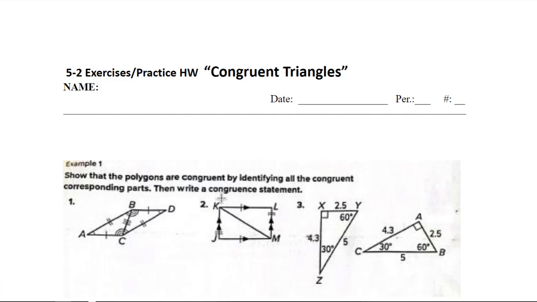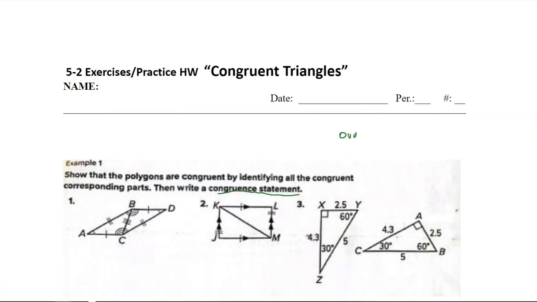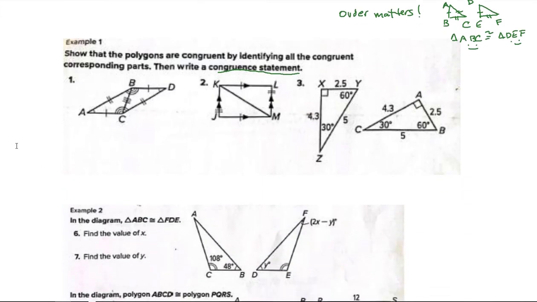These are exercises from Reveal Geometry 5-2 on congruent triangles. The order matters when we name congruences. If we're told that triangle ABC is congruent to triangle DEF, the congruence statement is telling us that A is congruent to D, B is congruent to E, and C is congruent to F. The order matters. Also, segment AB is going to be congruent to segment DE, segment BC to EF, and AC to DF also.